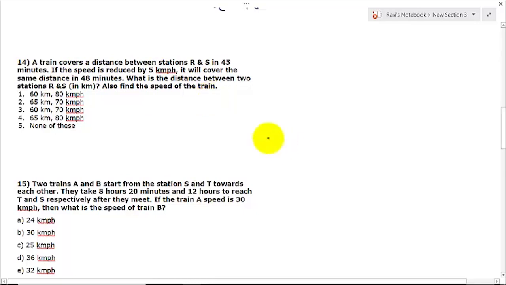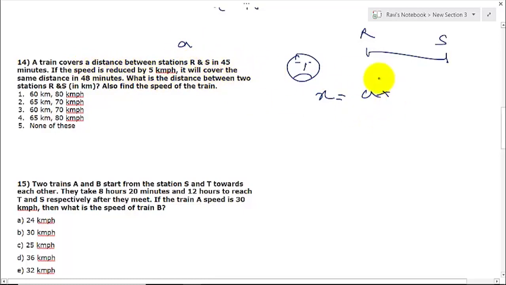See, there are two ways of solving this problem. One is how this person is going to solve this problem, okay. What it is saying is a train covers a distance between two stations in 45 minutes. So if the speed is reduced by this much, let us assume that the distance between R and S is constant, so let us assume it to be x. And what is given is, suppose the speed is a.